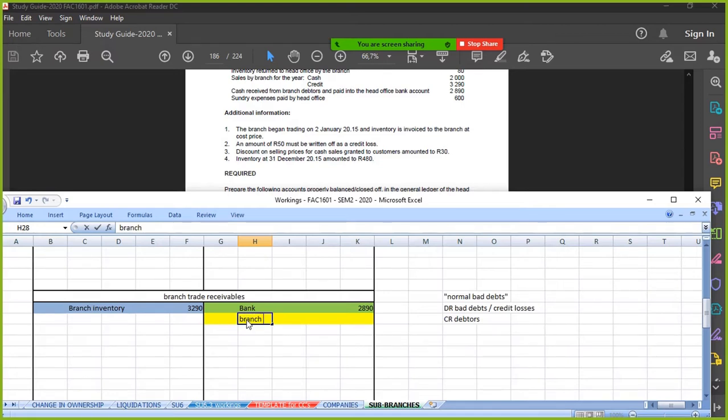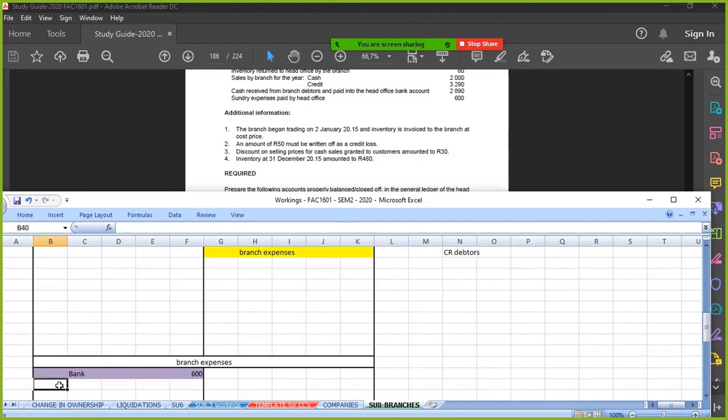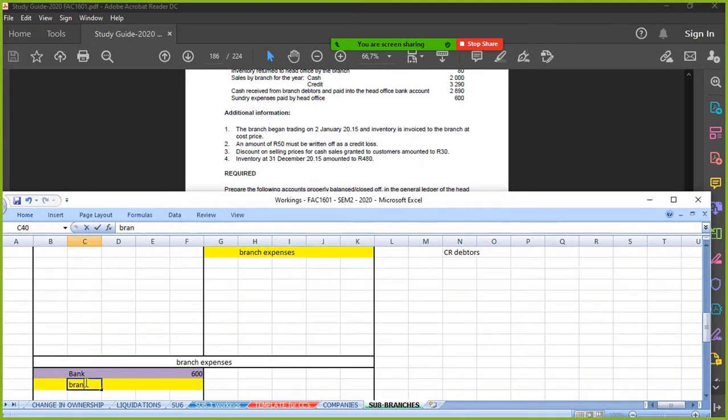What is it? Branch expense or expenses? I think it is plural. Yeah. Okay, branch expenses, branch expenses. Okay, what is it? 50, 50.